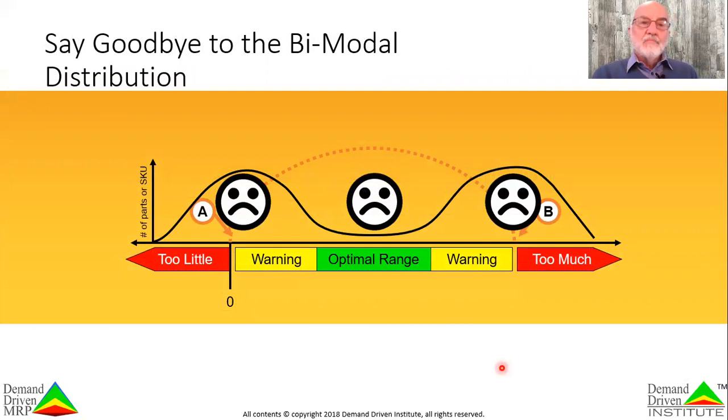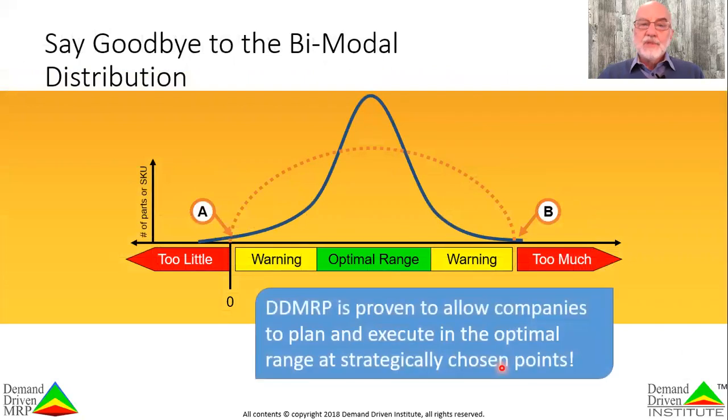So we want to say goodbye to this bimodal distribution, and we want to try and get the majority of our SKUs sitting in this optimal range here. Yes, there will be some out on the left-hand side and the right-hand side here, and this is where we focus on the tails. We ask ourselves the question, why is this SKU sitting out here? Why is it sitting down here? What do I need to do to get it more into my optimal range? So DDMRP is proven to allow companies to plan and execute in the optimal range at strategically chosen points.